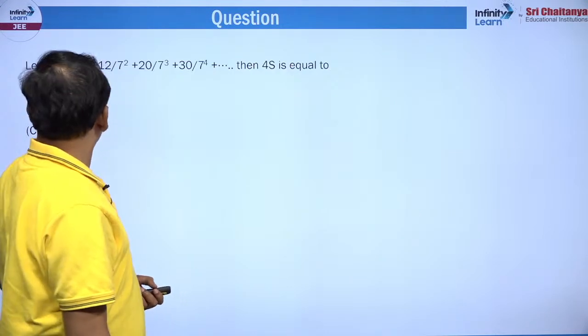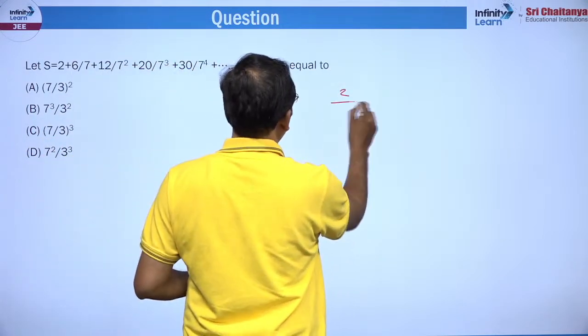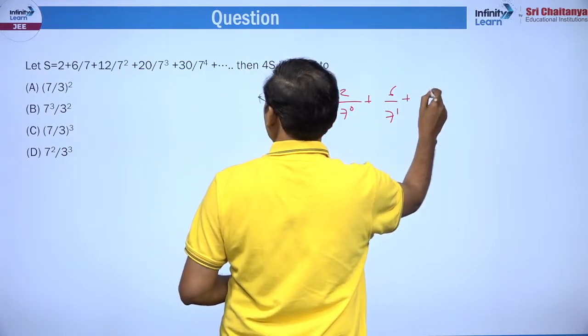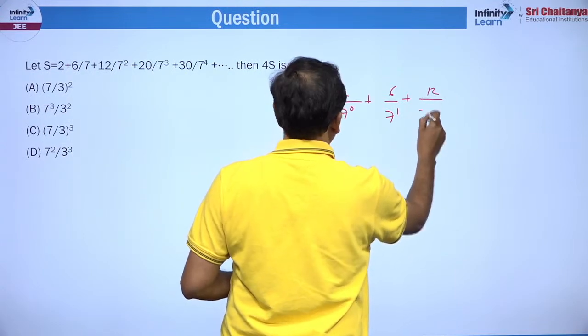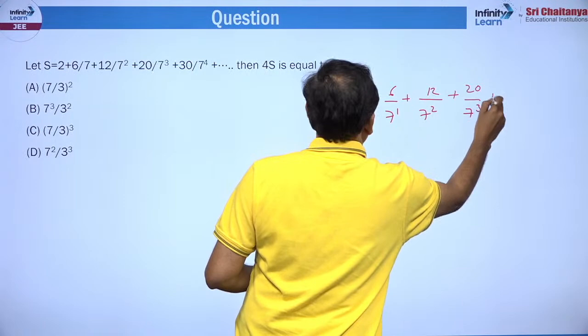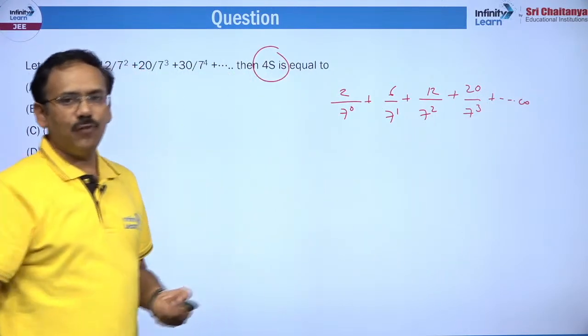Next, my dear friends, the fourth one, you see this sequence, he has given 2 by 7 power 0 plus 6 by 7 power 1 plus 12 by 7 square plus 20 by 7 cube. Like that he has given an infinite series. He is asking us to find 4S.